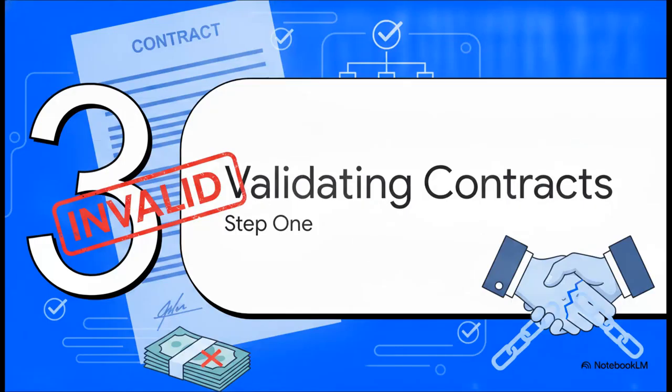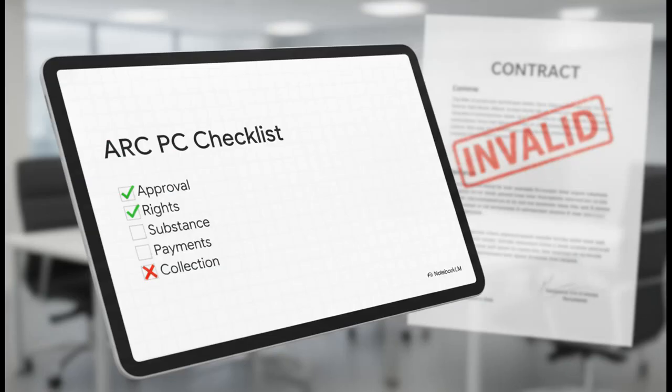Section 3, Step 1, validating contracts. The absolutely crucial point here is making sure we actually have a valid commercial agreement before we even start thinking about the money. You see, just because two people sign a piece of paper definitely does not mean US GAAP considers it a valid contract for recognizing revenue.